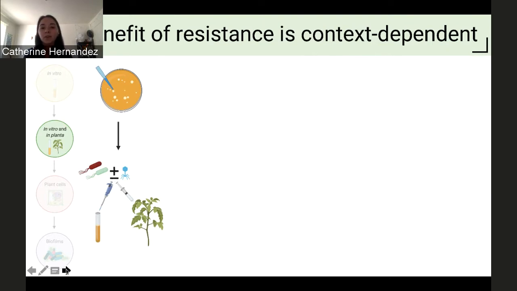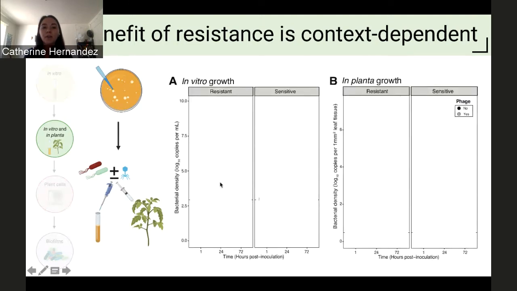And so here on the left panel, we have in vitro growth of these bacteria. On the right, we have in planta growth of these bacteria, and these are the same resistant and sensitive colonies that were grown in both environments. And then time on the x-axis, and absence of phage is in black and presence of phage is in gray. And so yeah, resistant and sensitive in each panel.